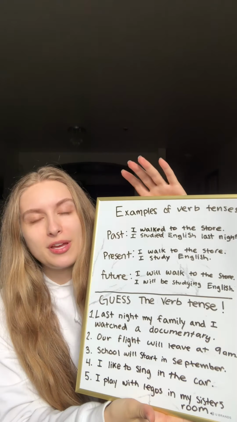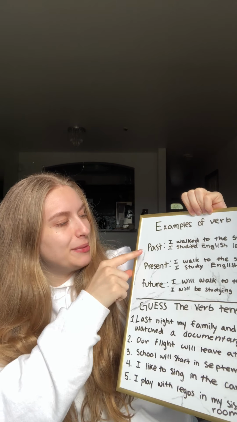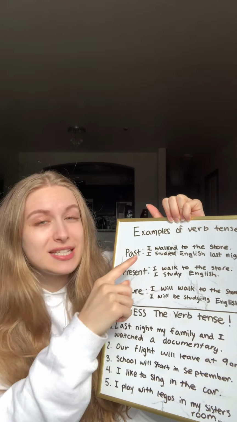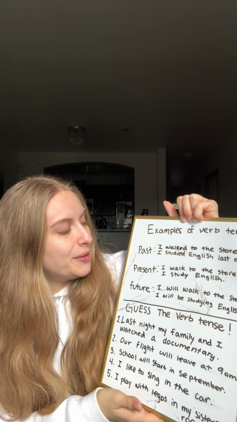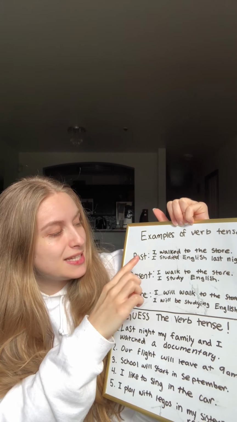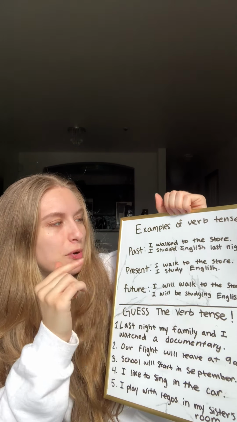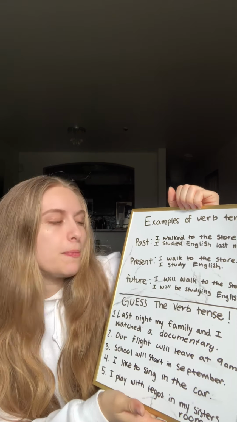So now we are going to look over some examples of verb tenses. So I wrote them on the top part right here. So for the past, an example is, I walked to the store. So walked is the verb, and ed makes the word past, so walked. The second example I have is, I studied English last night, and the verb is studied, and what makes it past is the ed at the end. So I studied English last night.